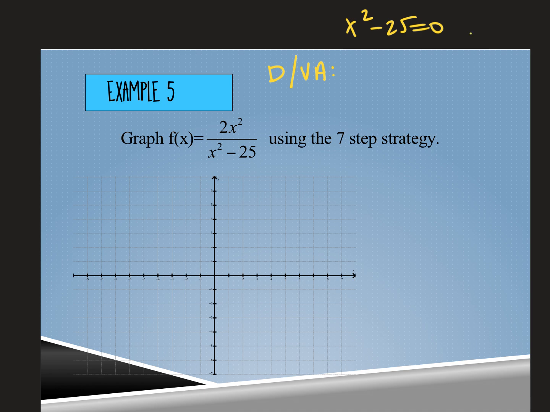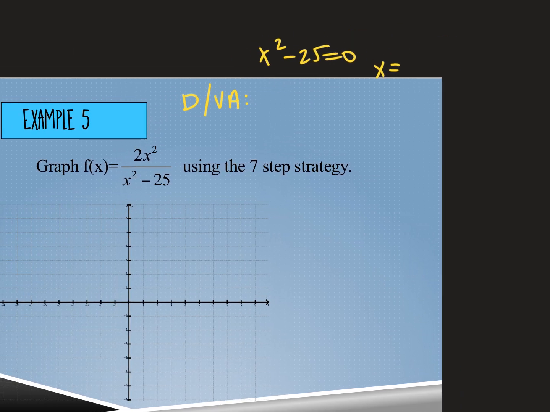What kind of 5? Plus or minus. So how many vertical asymptotes do I have? Now I have 2. I have x equals positive 5 and x equals negative 5. If you want to put plus or minus, that's fine. Just make sure you have 2.